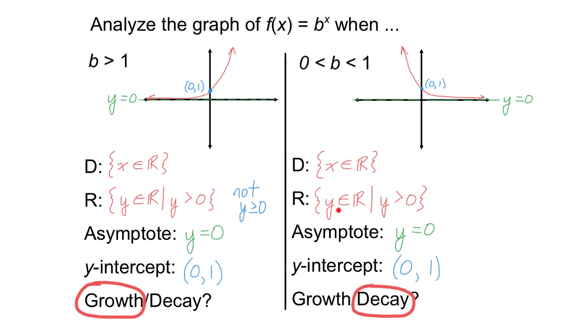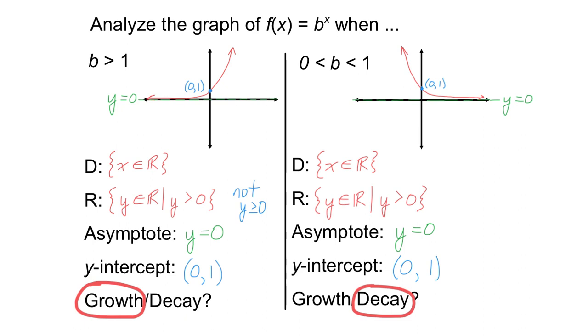Now we can go through and talk about the rest of this. The domain and the range remain the same as they were. X can be anything, but y must be greater than 0. The asymptote is y equals 0. That's the line that never gets crossed. The y-intercept will still be 1, because any number, even if it's a small number with an exponent of 0, gets an answer of 1. And because our function is getting smaller and smaller and smaller as x increases, this is an exponential decay.